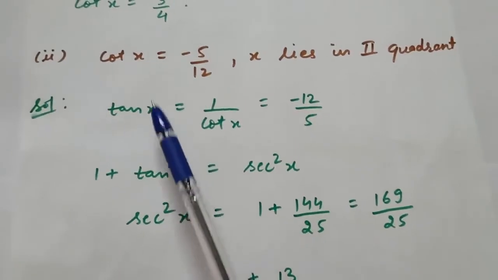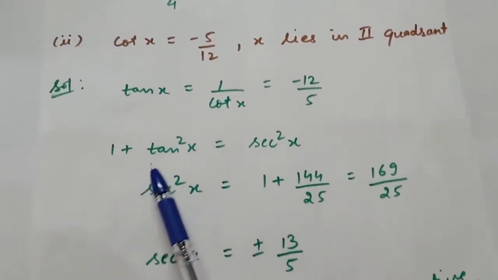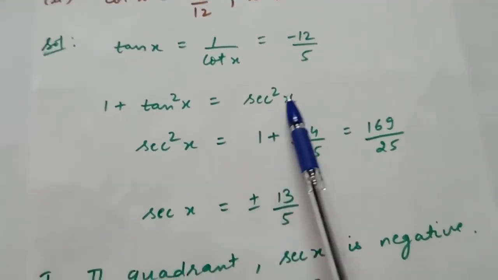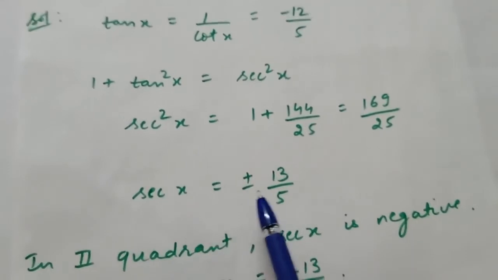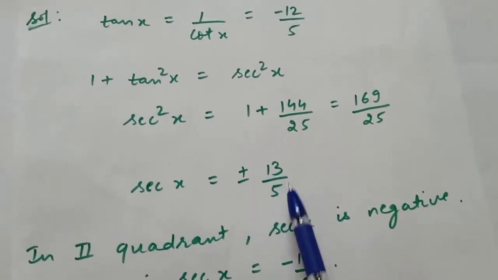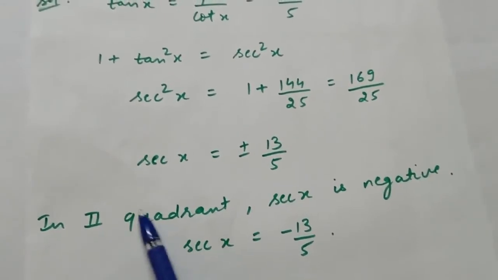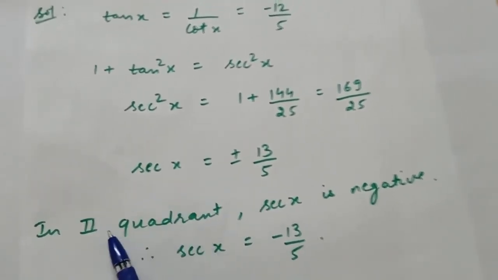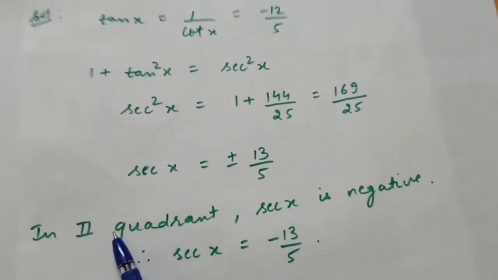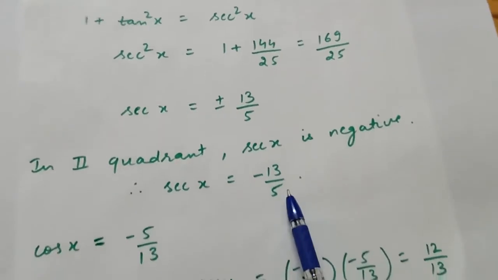Now because we know these two values, by using the result that 1 plus tan square x is equal to secant square x, you will get the value of secant x as plus minus 13 by 5. But since it is given that x lies in second quadrant, secant x will be negative, because in second quadrant sine and cosecant are positive only. So secant x will be minus 13 by 5.